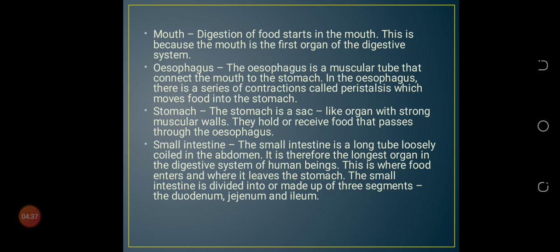And move on to the stomach. The stomach is a sac-like organ with strong muscular walls. They hold or receive food that passes through the esophagus. So when you put food into your mouth, it passes through your esophagus into the stomach.